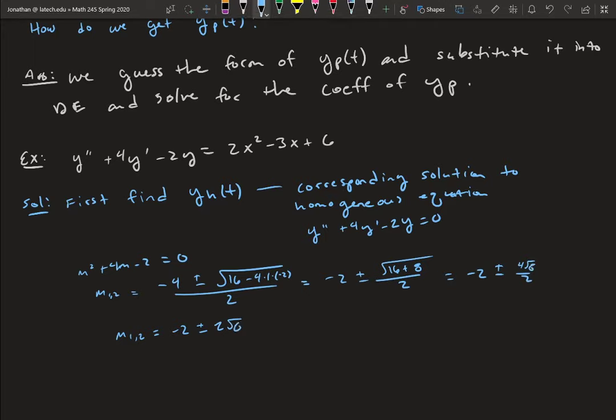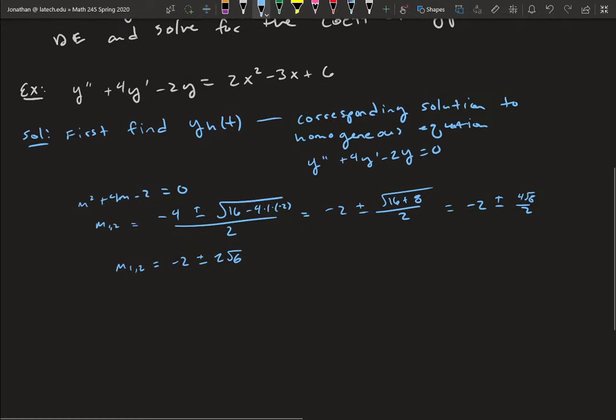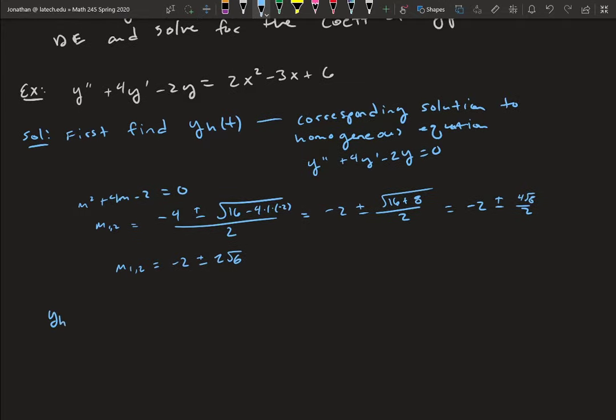So then our y sub h of t is equal to c1 e to the negative 2 plus square root of 6 times t plus c2 e to the negative 2 minus square root of 6 times t. So that's our corresponding homogeneous solution.